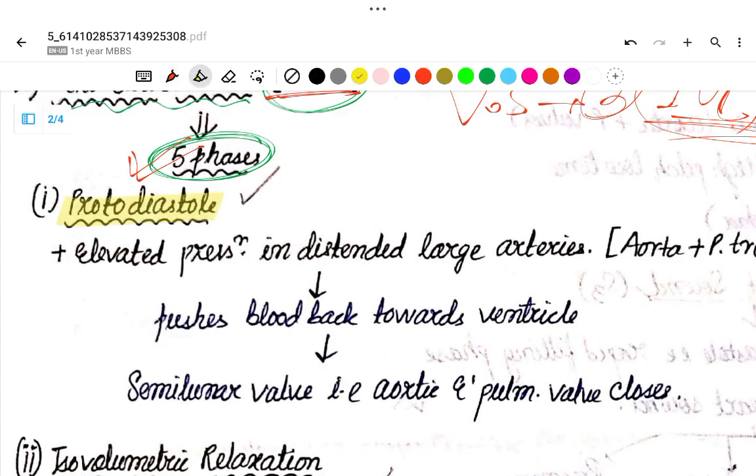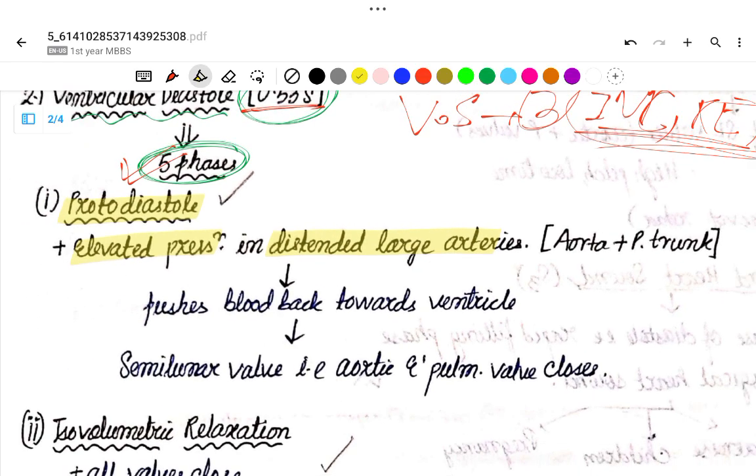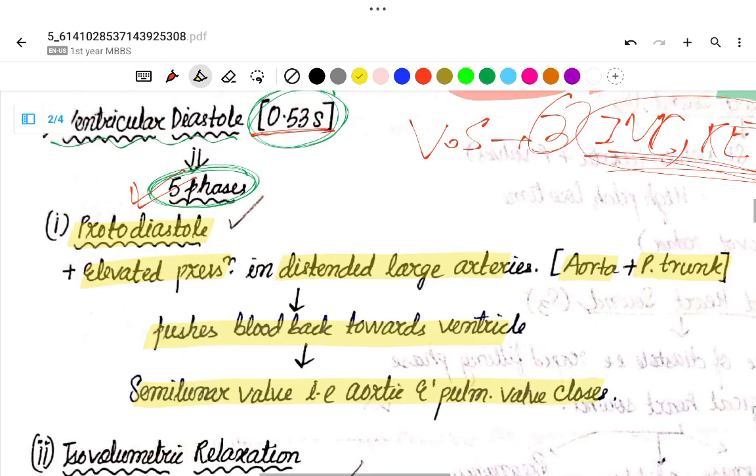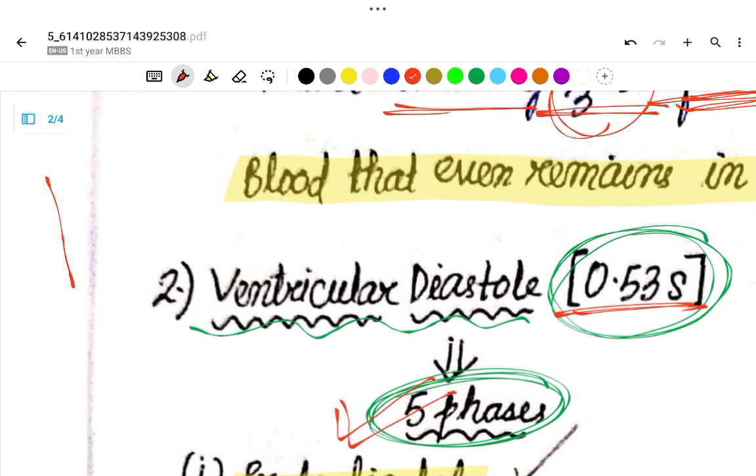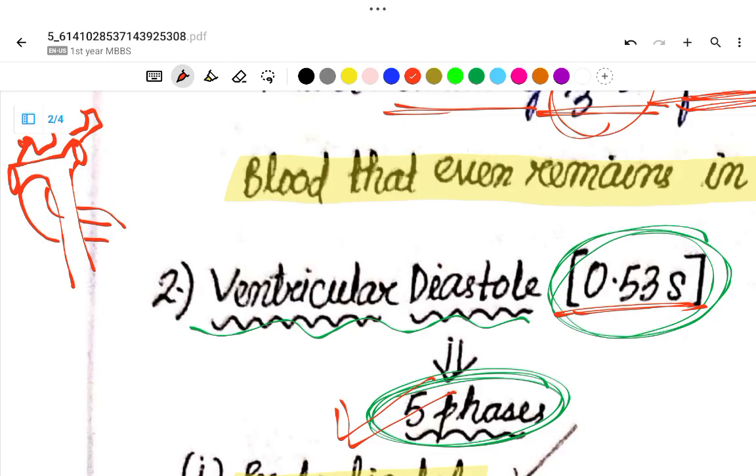What happens? Elevated pressure in the distended large arteries, that is the aorta plus the pulmonary trunk, pushes blood back towards the ventricle. The semilunar valves, that is the aortic and pulmonary valves, close. I'm only drawing the pulmonary trunk and the aorta. Pressure in the pulmonary trunk and aorta is high. So this is the aorta.